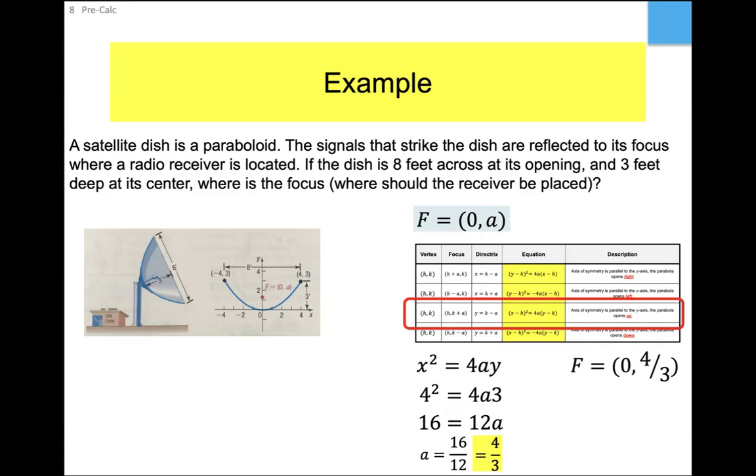And well, 4/3, we could write that as a decimal, but we'd have to round. We could write that as a mixed number. That would be 1 1/3. And that's in feet, by the way. Well, let's see, 1/3 of a foot would be 4 inches. So that would be 1 foot, 4 inches from the center. And that's how that one was done.